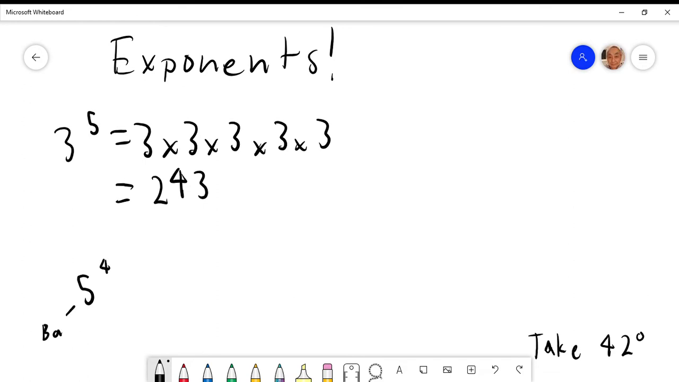So in this example down here, 5 is the base, while 4 is the exponent. So, you can see here, there are 4 5s because 4 is the exponent right here. And they're 5s because 5 is the base.